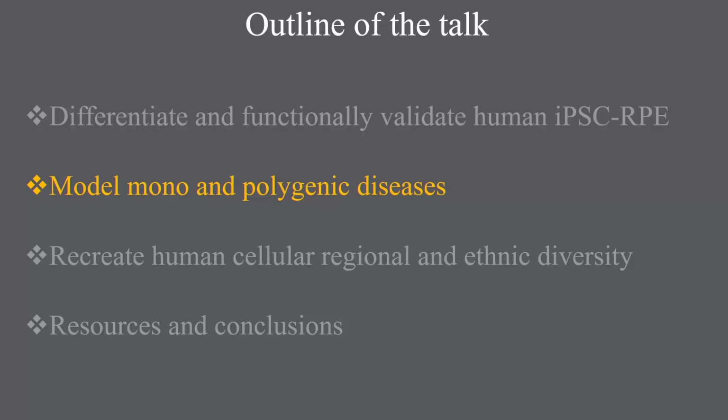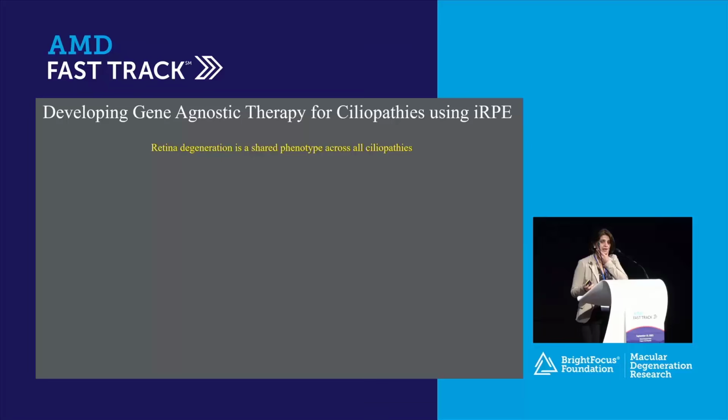In the next section, I will show you two examples. One as a monogenic disease, and the second I'll talk about macular degeneration. So here I will talk about the ciliopathies. Ciliopathies are a subcategory of IRD. This is the disease that is caused by mutation in the primary cilia. One of the shared phenotypes of these patients is retinal degeneration.